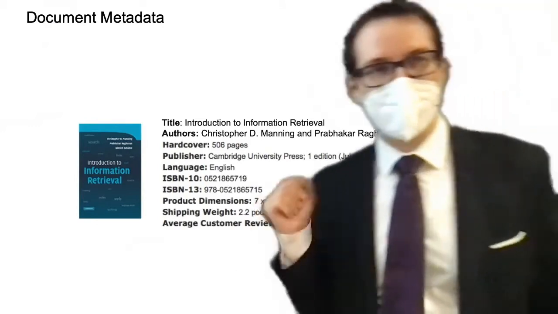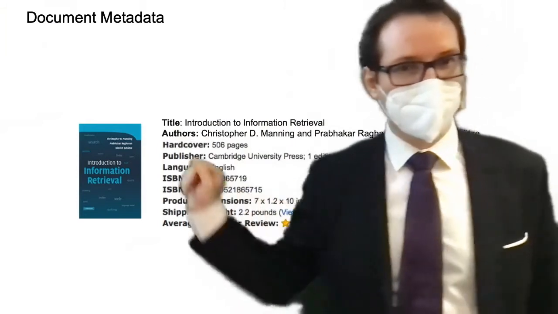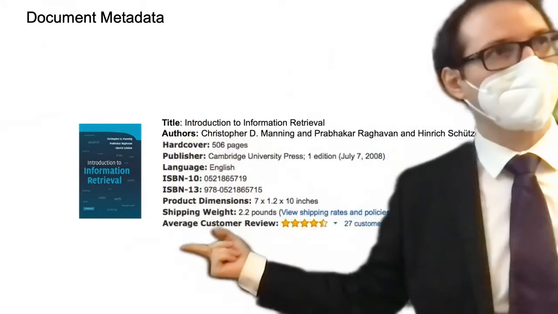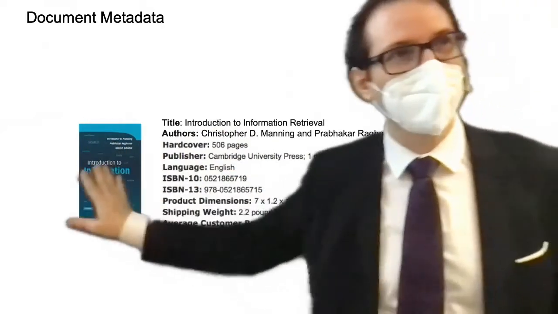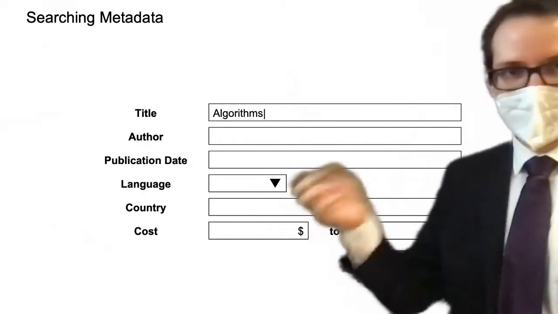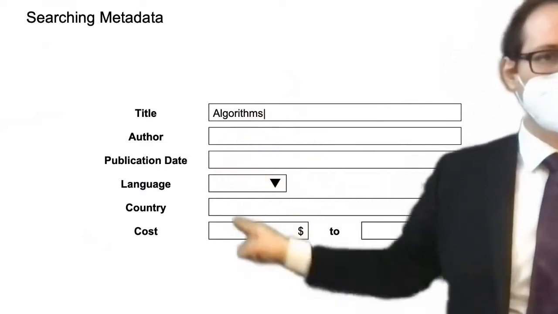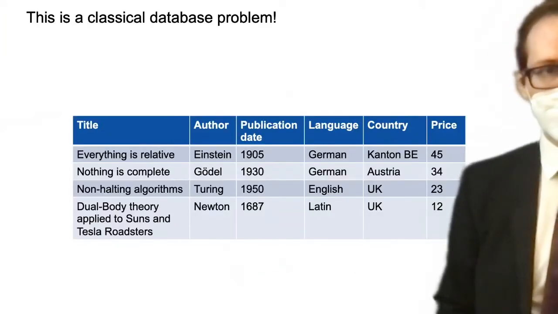So if we index them like that, there's other information that we can have about a document. When you look in a library or in an online shop, there's all kinds of metadata that you have on the book. And that we haven't really exploited so far because we only looked at the content of the book. But if you go to a library or an online store, you actually have these fields that you can type into, and then you can do a search in that way.